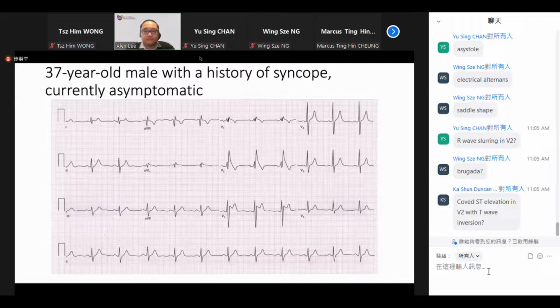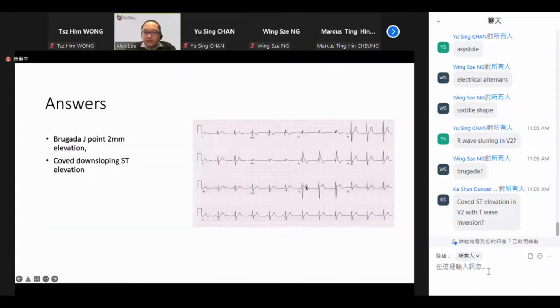Maybe, young gentleman also, maybe like a Brugada, type 1 Brugada. In lead V2, downsloping ST segment elevation, or with curved downsloping. Sometimes it looks like a saddle shape here.